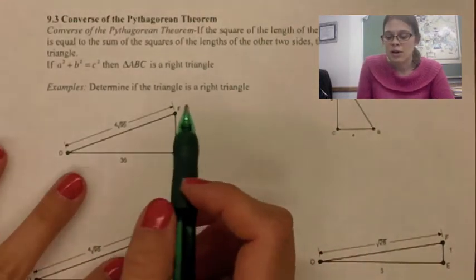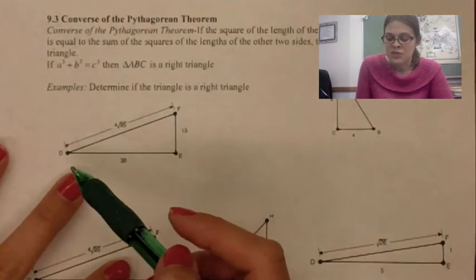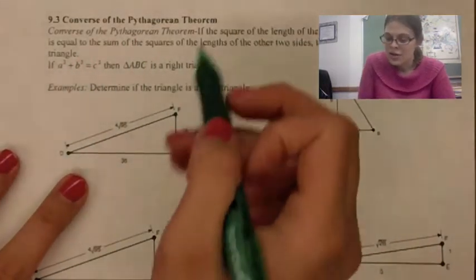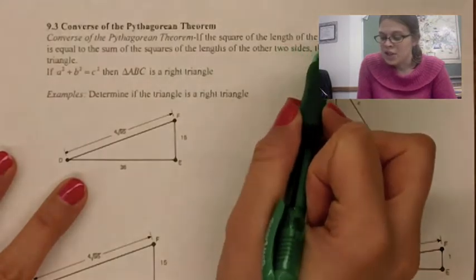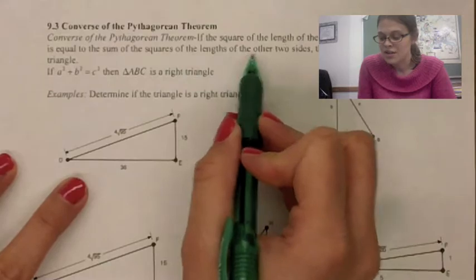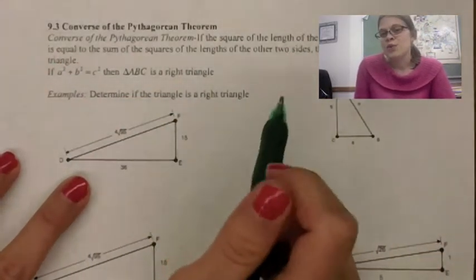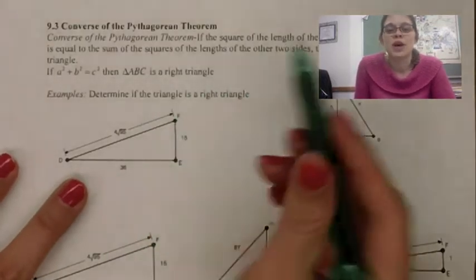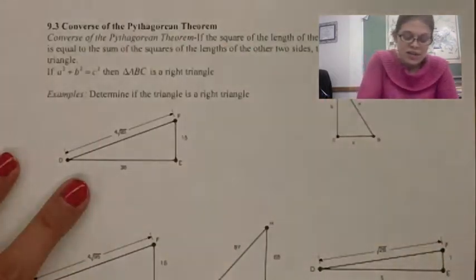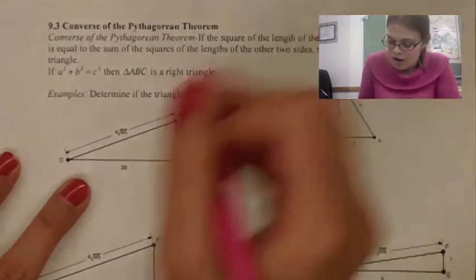So yesterday we talked about if you have a right triangle, then a squared plus b squared equals c squared. So today is the converse, so we're flipping the if and the then part. If the square of the length of the longest side of a triangle is equal to the sum of the squares of the lengths of the other two sides, then the triangle is a right triangle. Okay, so in this case we don't know which is the hypotenuse because we're not sure if it's a right triangle. So you're taking the longest side of the triangle, and that one would be what your hypotenuse would be.